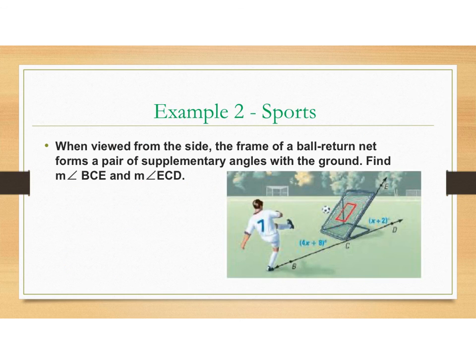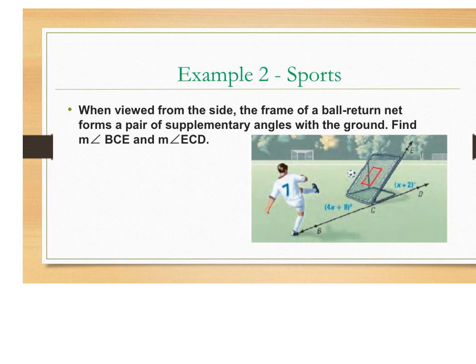Now, if this were a homework question, all of the work that I'm about to do would be necessary to include in your homework. So here it says, when viewed from the side, the frame of a ball return net forms a pair of supplementary angles with the ground. Find the measure of BCE. So let me go over this. BCE is right here, B to C to E.